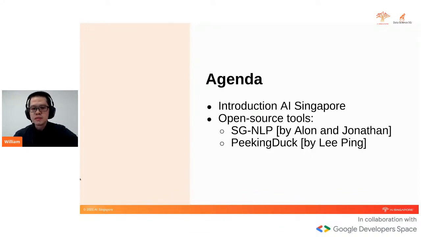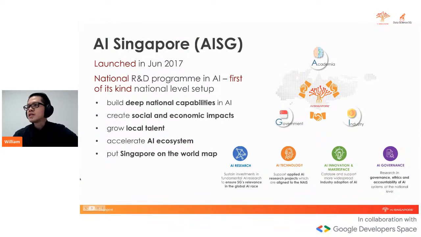AI Singapore is a national AI program. We were launched back in June 2017. We are funded by the NRF, and our mandate, in a nutshell, is to help Singapore build a healthy AI ecosystem. We do so by engaging in various activities that can be categorized into the 4 pillars that you can see on the slide here.